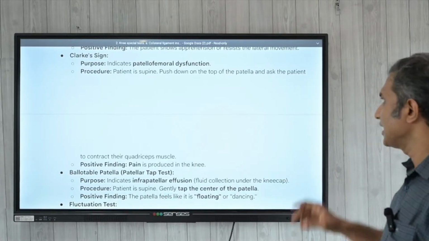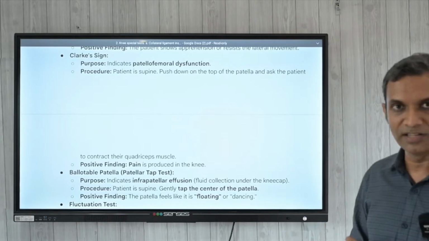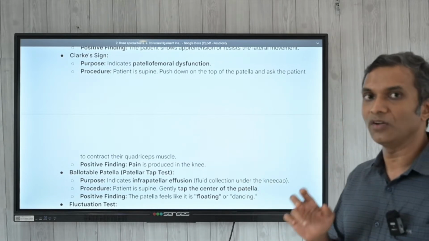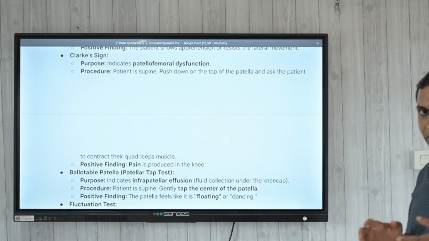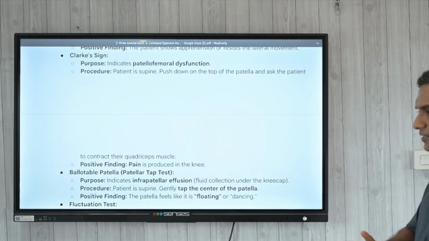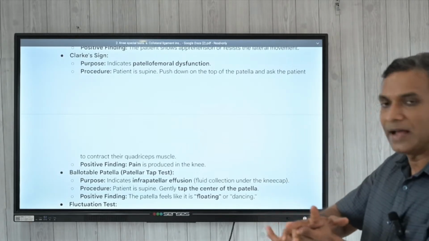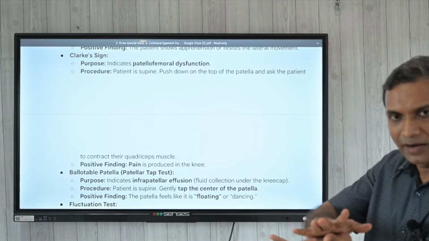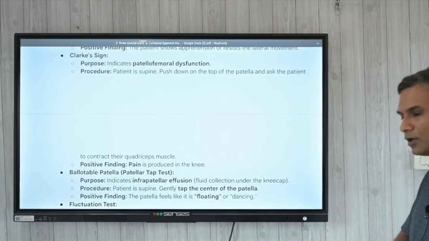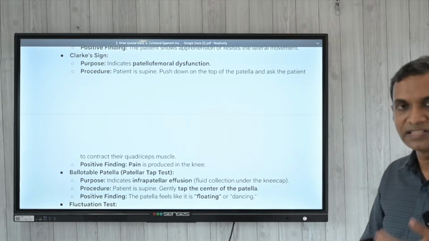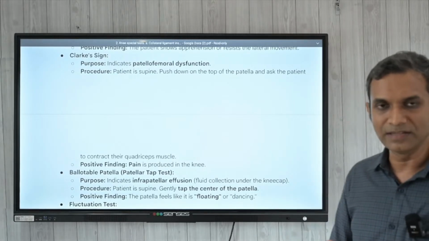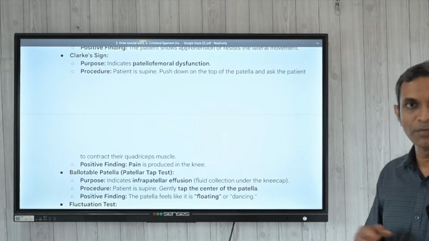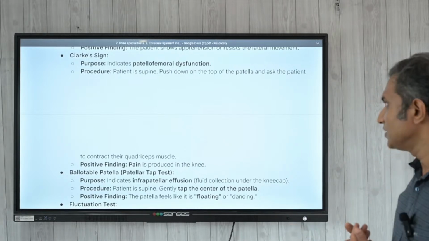Clarke's sign specifically checks for patellofemoral dysfunction. From an exam point of view, this is a very important topic. Here the patient is in supine. The therapist places his hands on top of the patella and asks the patient to contract the quadriceps muscles. When the patient is contracting, he tries to approximate the patella to the tibiofemoral junction. If pain or discomfort is produced in the same way the patient feels his original symptom, that shows a patellofemoral dysfunction is present. So remember, for patellofemoral dysfunction, the test is called Clarke's sign.